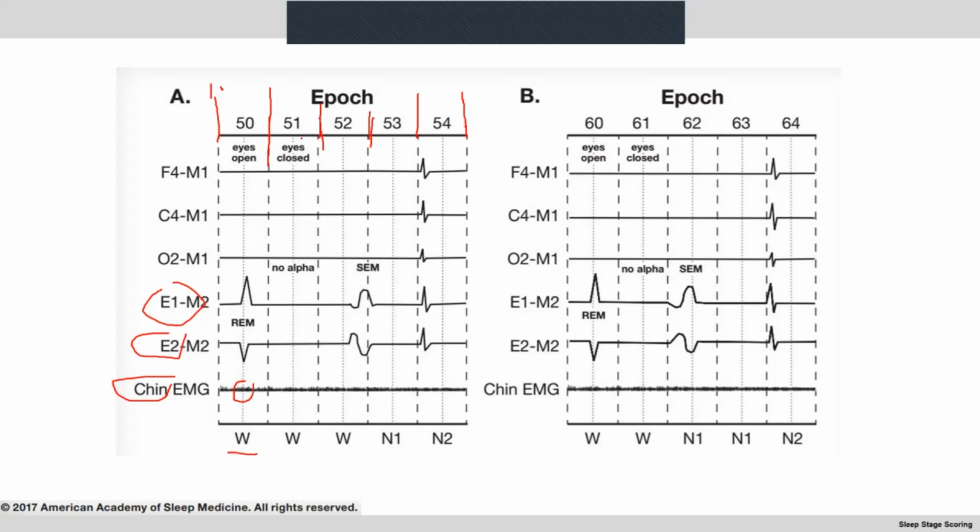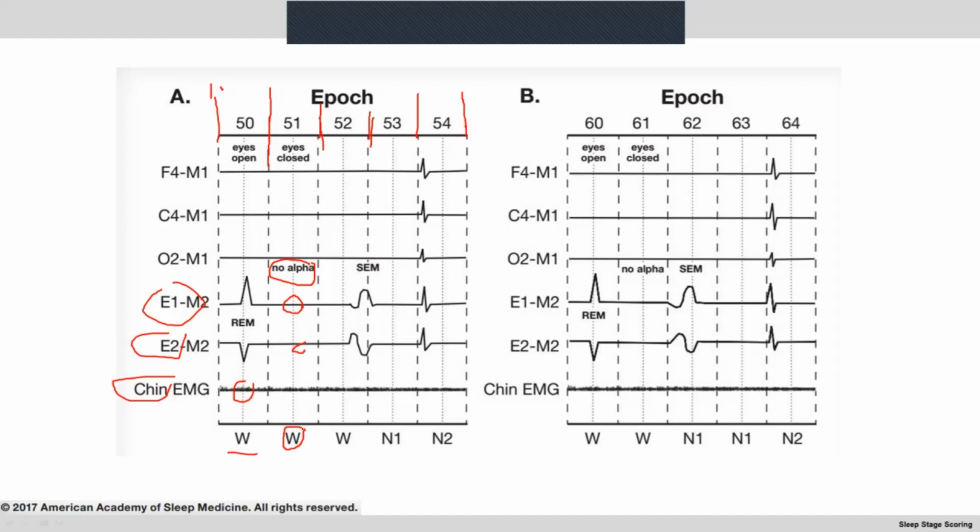In the next epoch, in the next part of the EEG, there is eyes closed, but there is no alpha. This subject is one of those who do not generate alpha. Even then, we have to see that it's eyes closed, but no alpha, and there is no slow eye movement also. So we have to mark it as wake stage.